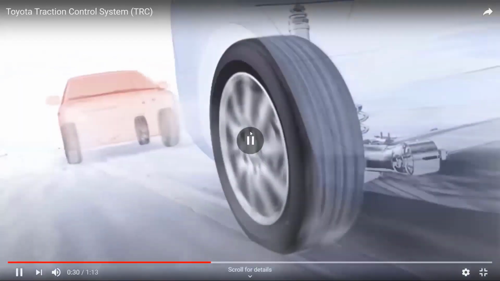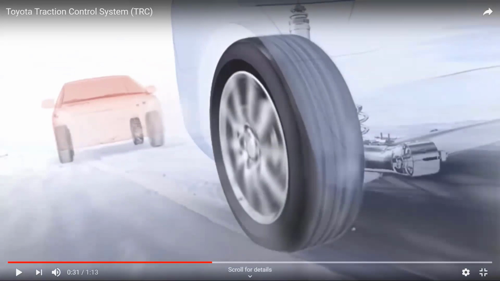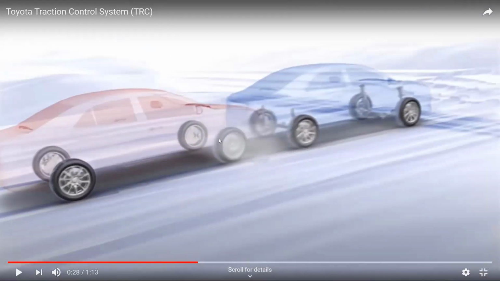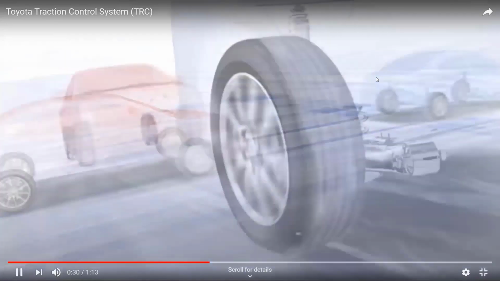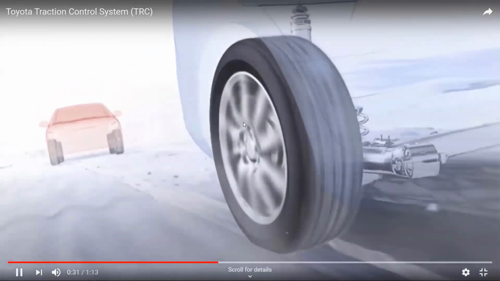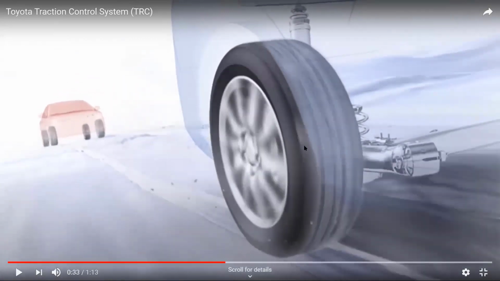See, the red one keeps on moving backward. It keeps on spinning, but the blue car is moving ahead, because the blue one has the traction control system. It will reduce the engine torque and apply the brake torque to overcome this, and the traction will be gained. Then the vehicle will try to move.